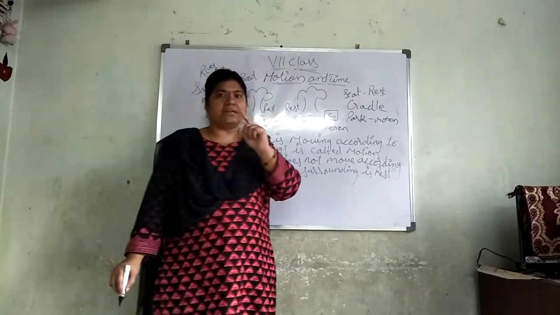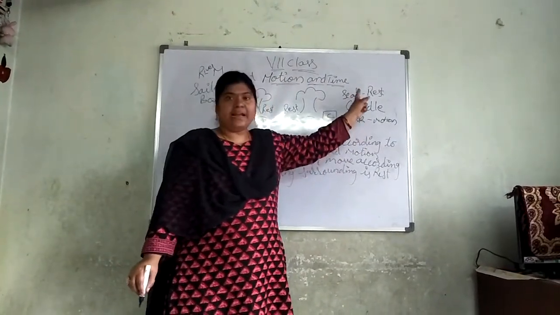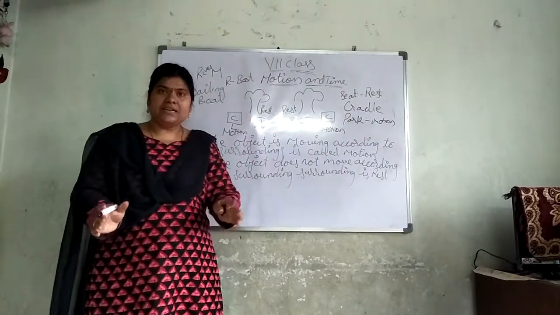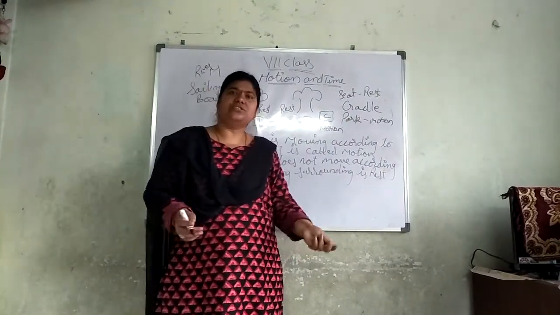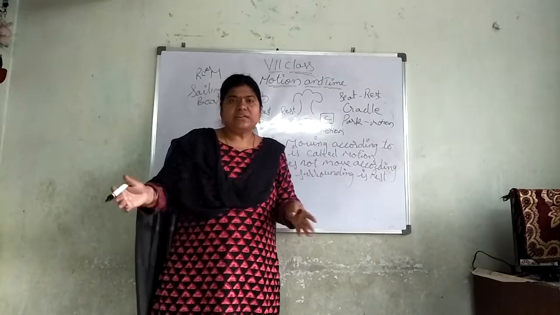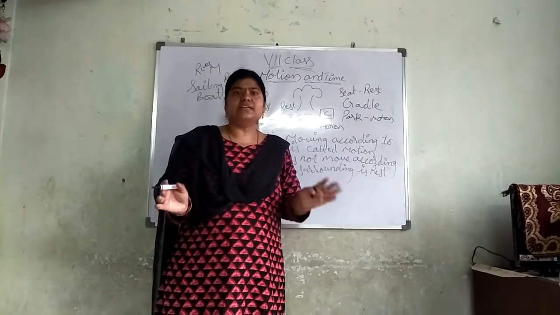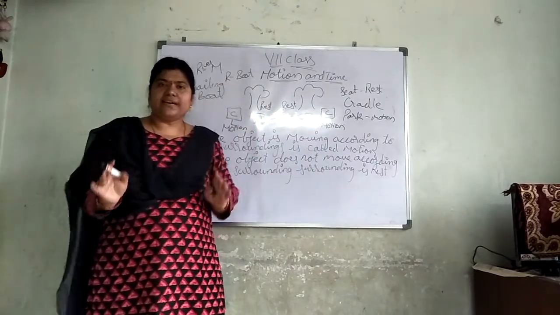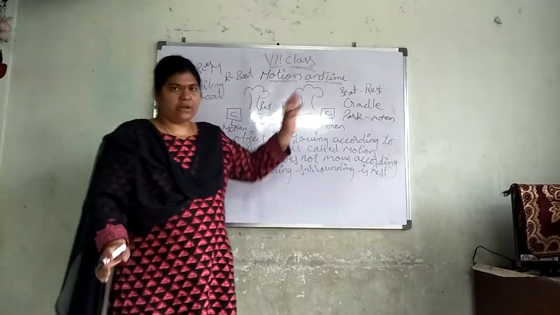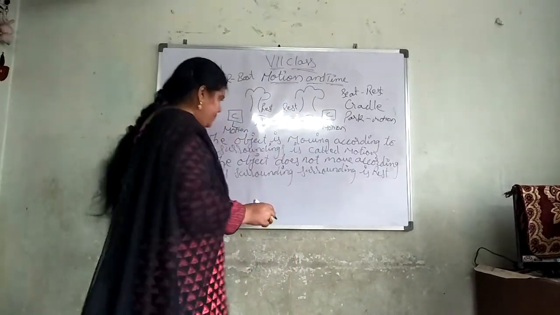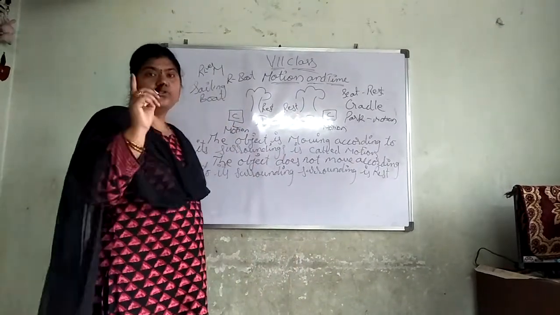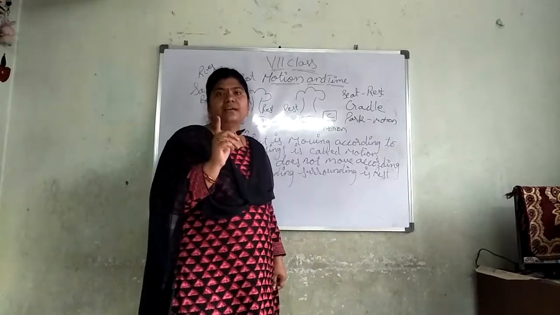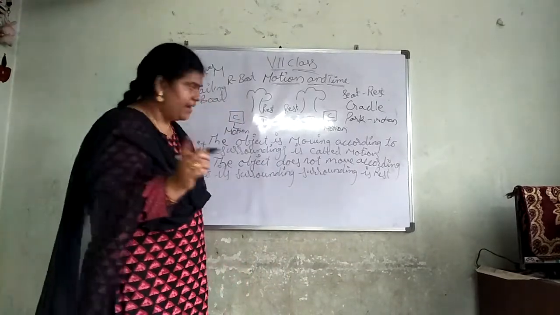According to the park, she is in motion, and according to the cradle seat, she is at rest. Why? Because on the seat she is not moving. She is just sitting, taking a rest position. This is one more example. These all are in your textbook. If you follow the textbook, you can understand.